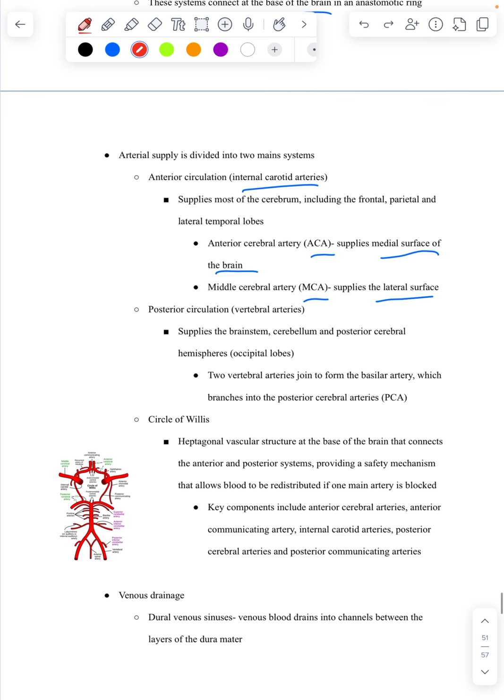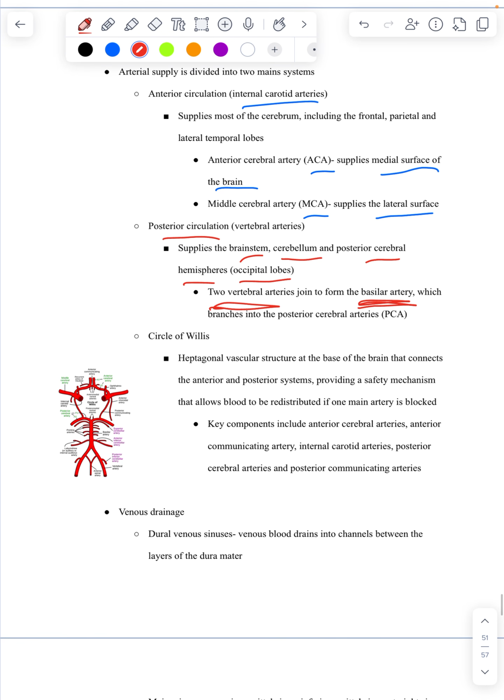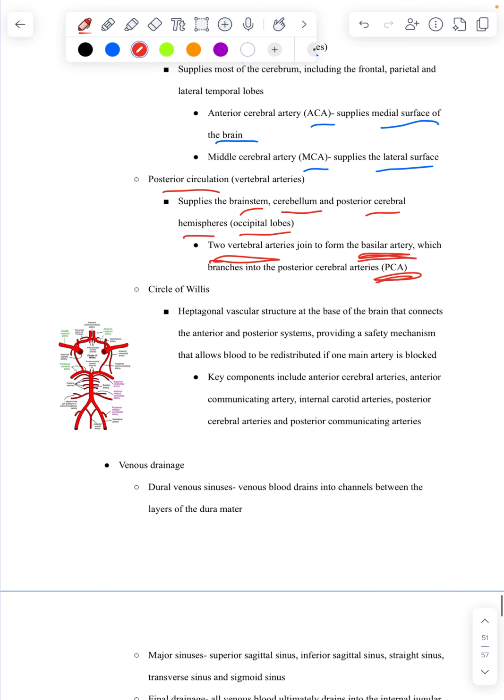Okay, so posterior circulation is for the cerebellum, and then brainstem, hemispheres. We're in the back, so occipital. Two vertebrals will join to give you your basilar. The last branch of the basilar is your PCA.